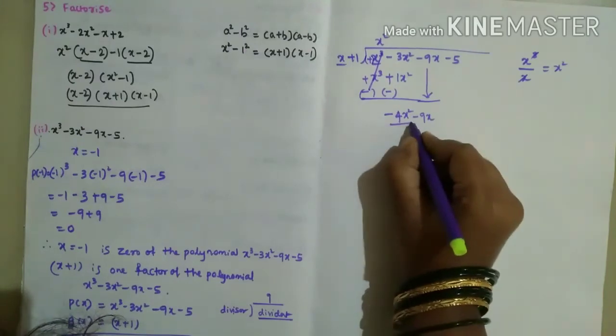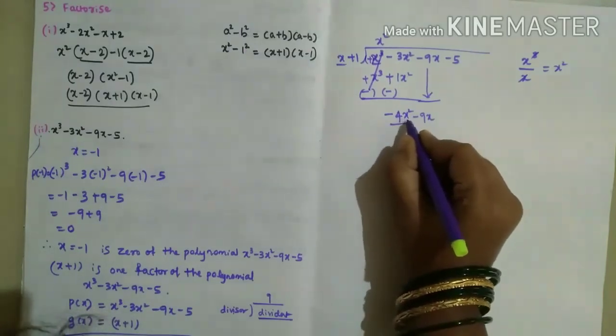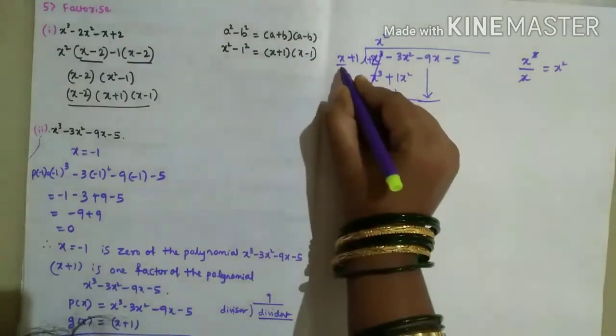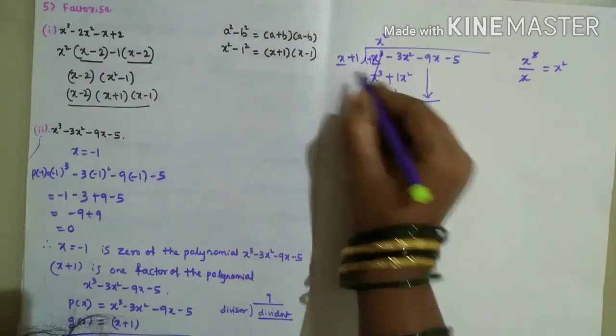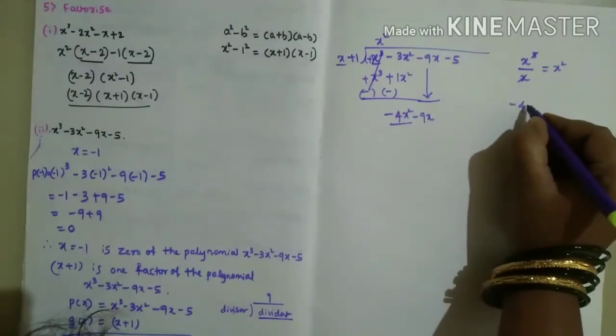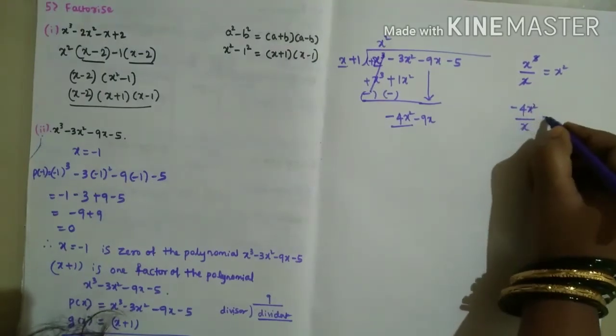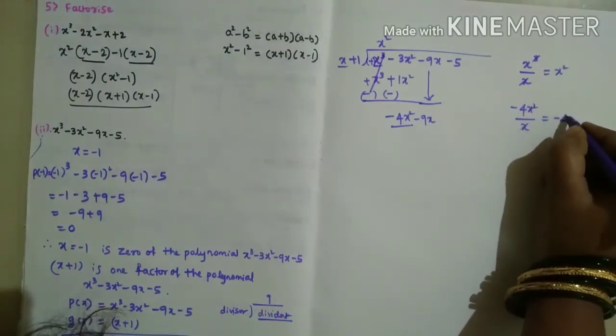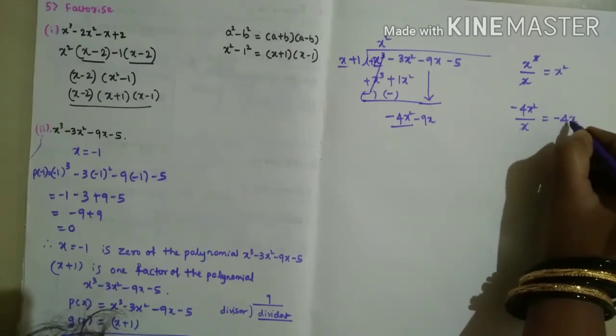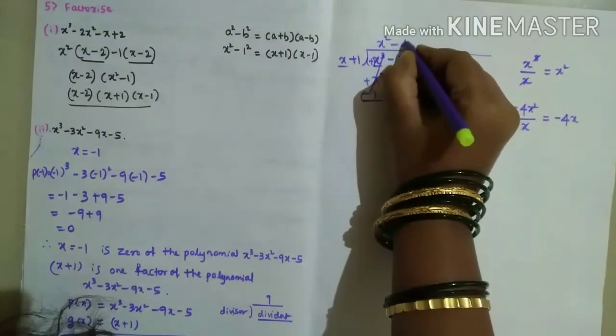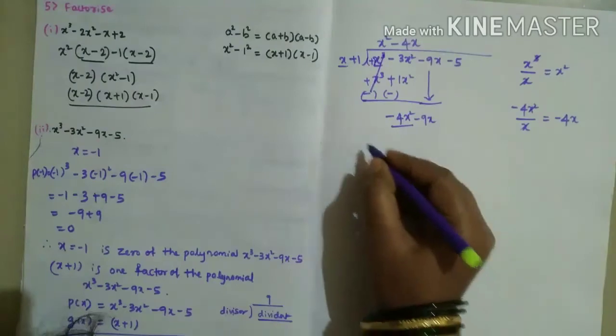Now the first term is minus 4x square. I will divide minus 4x square by x. x cancels. We will get the second term of the quotient, which is minus 4x. Minus 4x is the second term of the quotient polynomial.